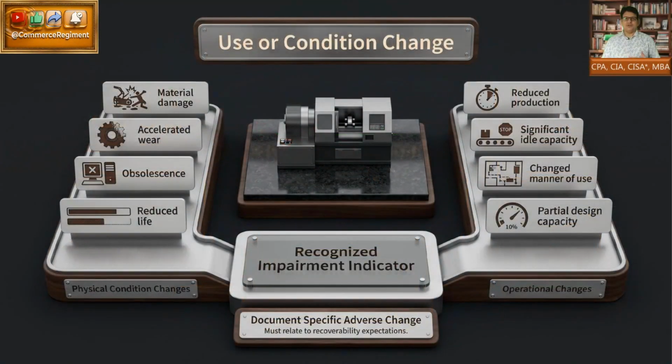Changes in use or physical condition can also trigger impairment analysis. If a production line is shut down, used at a fraction of design capacity, shifted to a lower value use, or physically damaged, the asset may no longer support the original cash flow expectations. This can also include accelerated wear, technological obsolescence, or regulatory modifications that reduce productive life. The important discipline is documentation. The memo should explain what changed, when it changed, how significant it is, and how it affects expected cash flows.